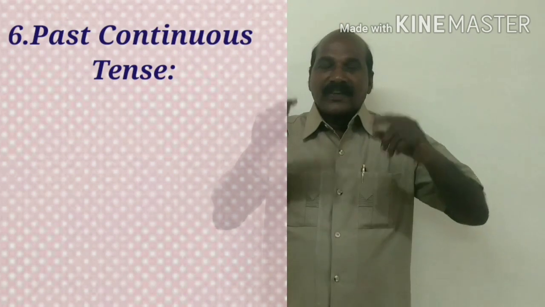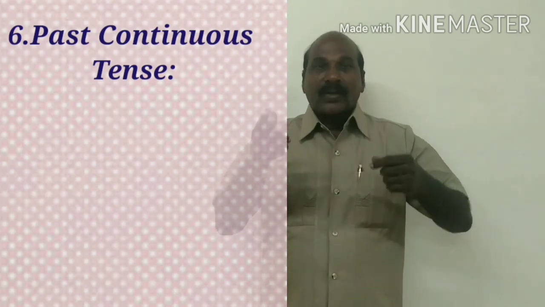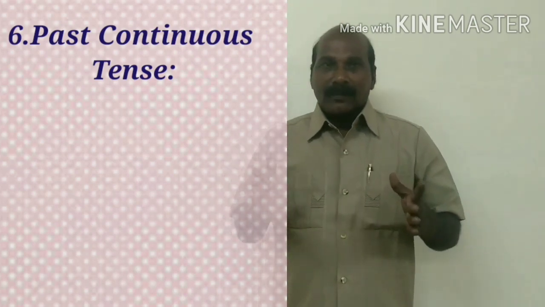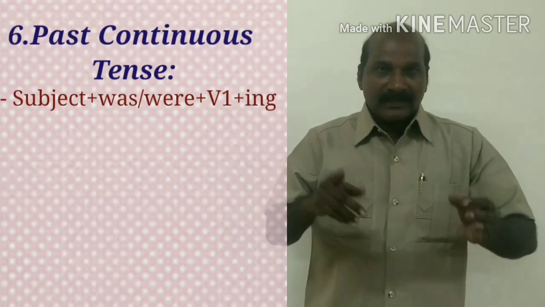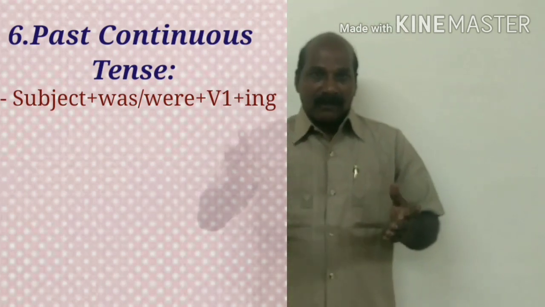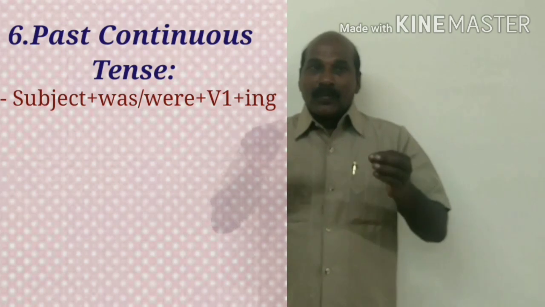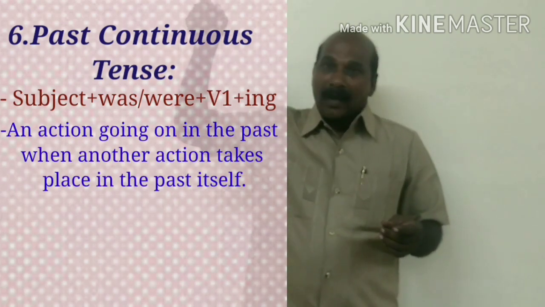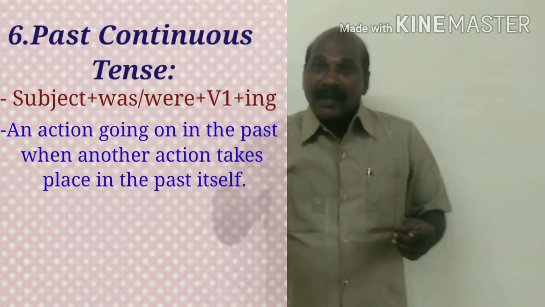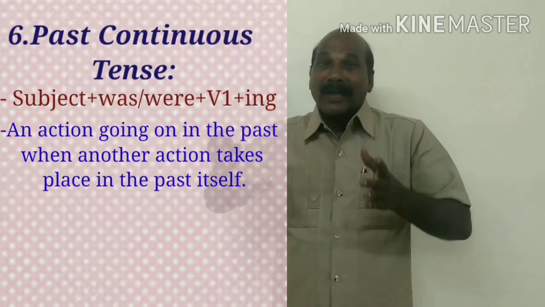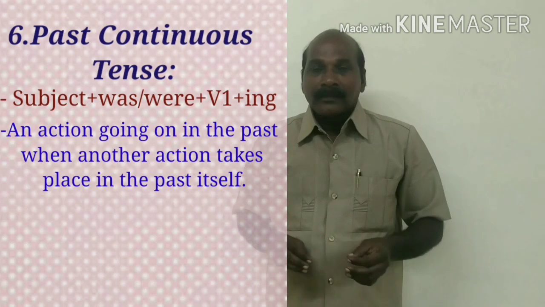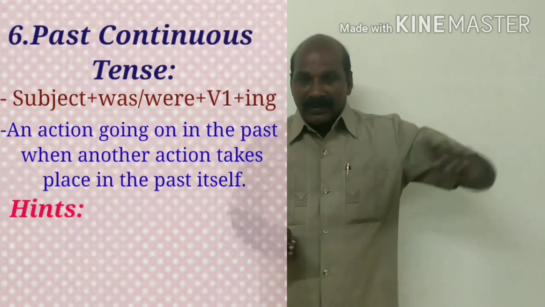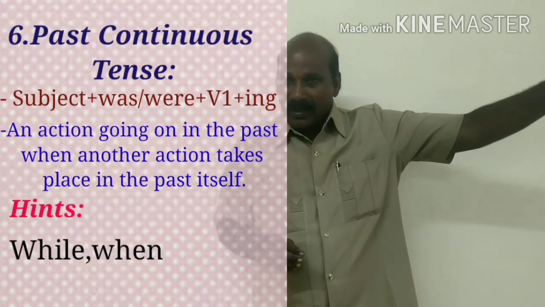Coming to the sixth tense, past continuous tense. The basic formula for this is subject plus was or were plus V1 plus ing. We use this tense to indicate an action going on in the past when another action takes place in the past itself. For example, while I was teaching, somebody came for me.